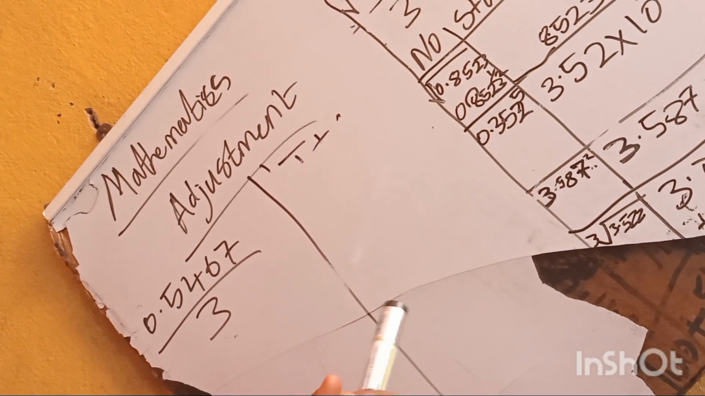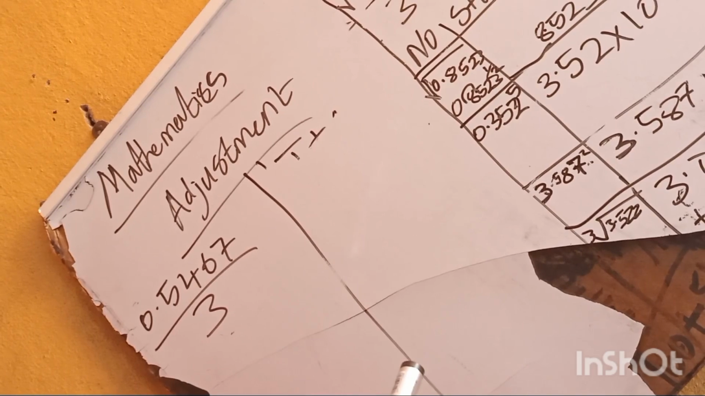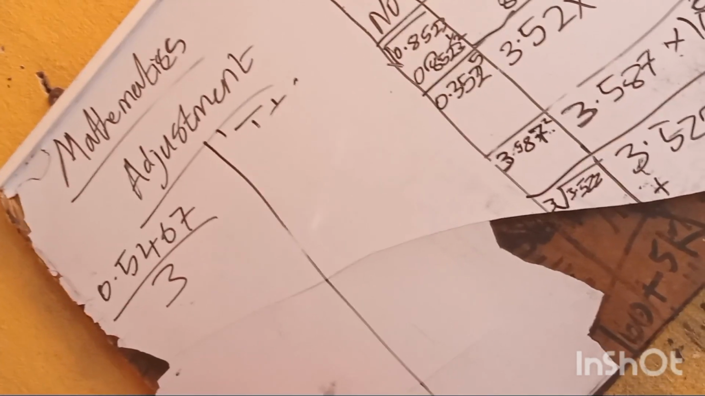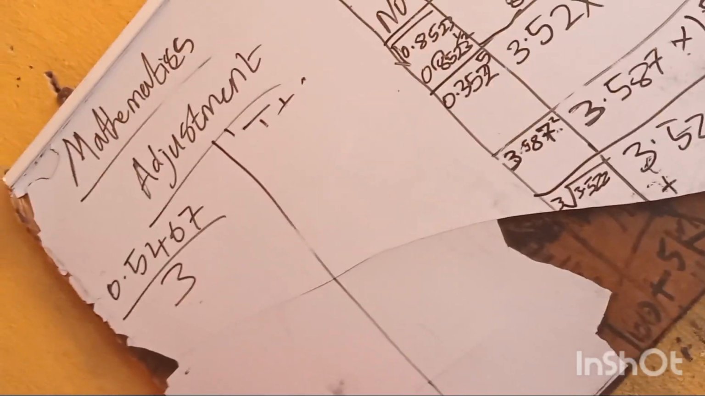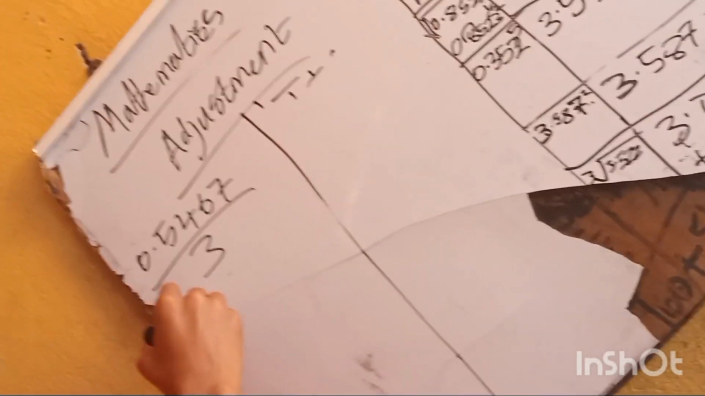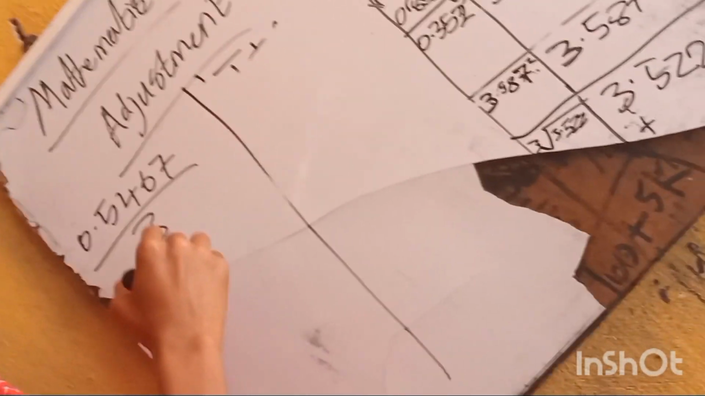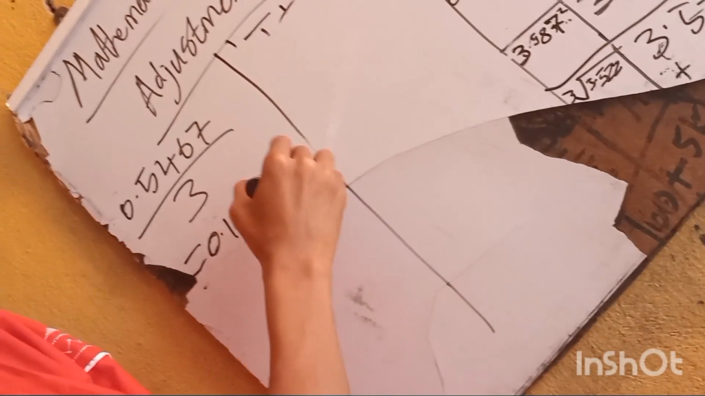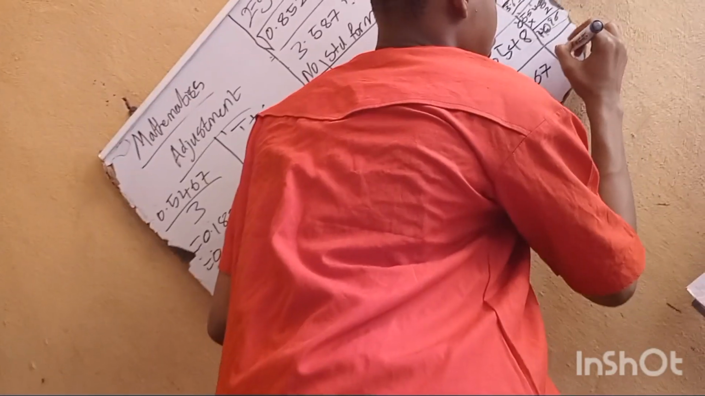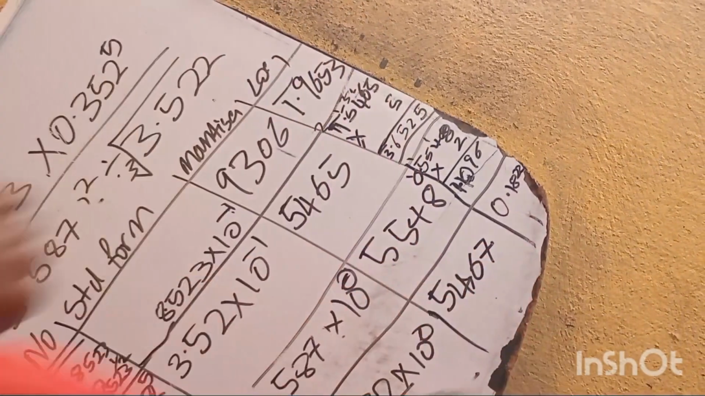0.5467 divided by 3 is 0.1822. Here we have the logarithm as 0.1822.